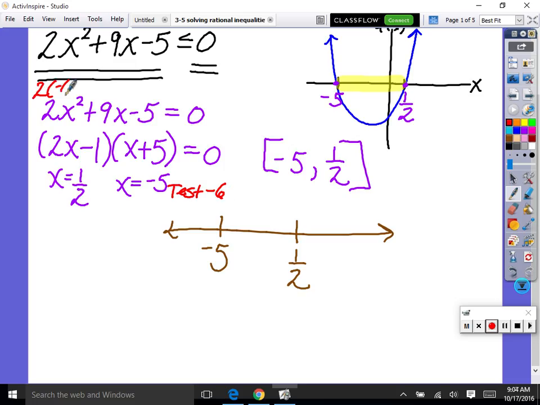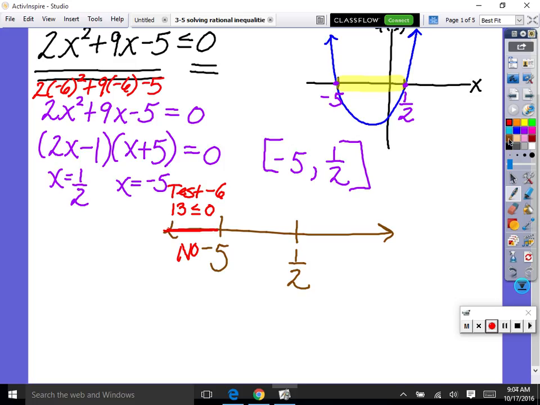2 times negative 6 squared plus 9 times negative 6 minus 5. You get positive 13. Look at the statement. We want this to be less than or equal to 0. Is 13 less than or equal to 0? No. So we know this is a no. This interval from negative infinity up to negative 5. Everybody understand? So we know that that's a no.